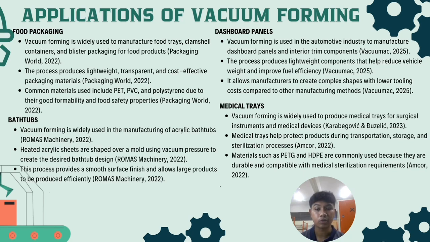Secondly, it is also used in the production of acrylic bathtubs. Heated acrylic sheets are formed into the desired shape, resulting in a smooth surface finish while allowing large products to be manufactured efficiently. Thirdly, in the automotive industry, vacuum forming is used to make dashboard panels and interior trim components. These parts are very lightweight, which helps to reduce vehicle weight and improve fuel efficiency. The process can also produce complex shapes at a very low cost.